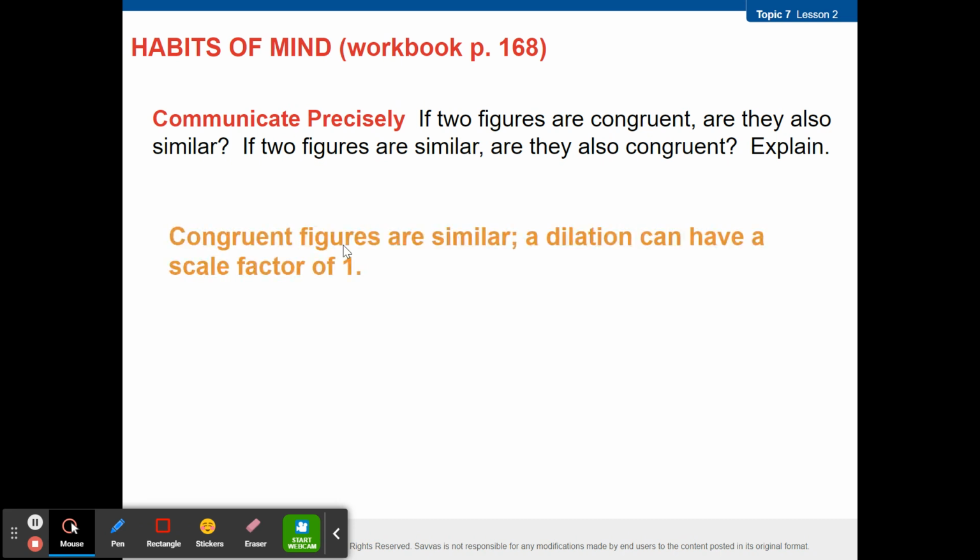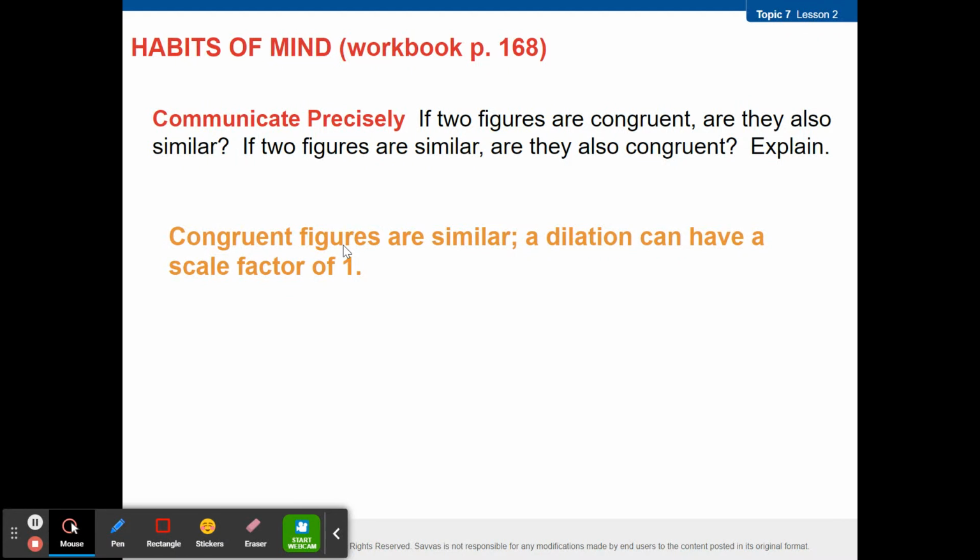All right, so that's what you want to write down for the first part. Congruent figures are similar. A dilation can have a scale factor of 1 in this case. This is an always type of thing. Congruent figures are similar always. Okay?